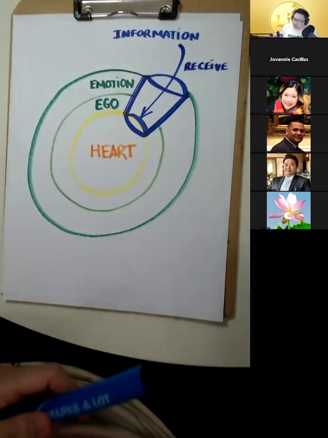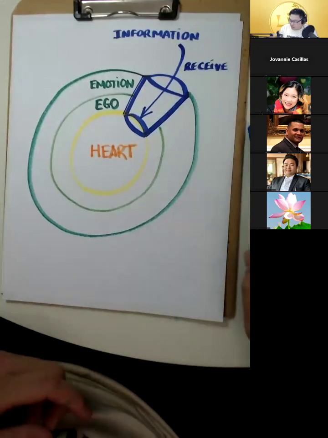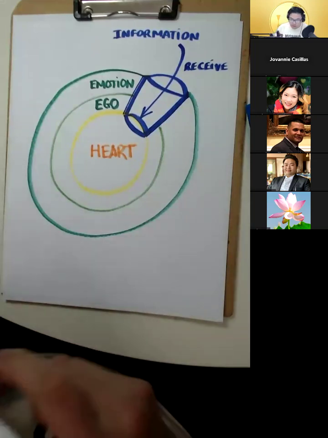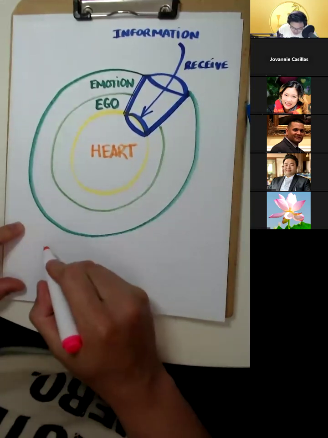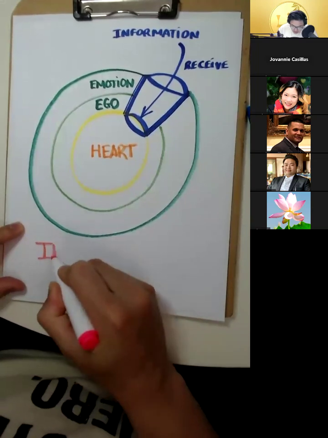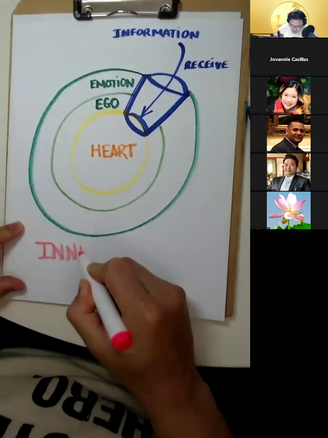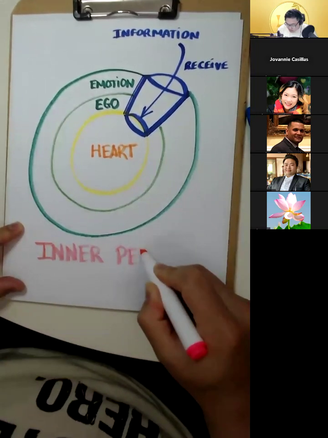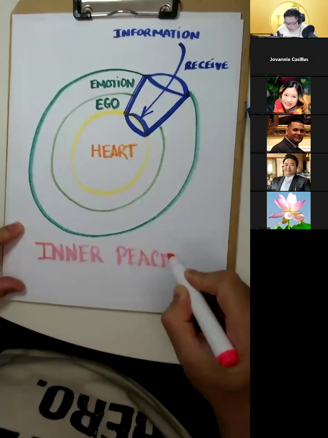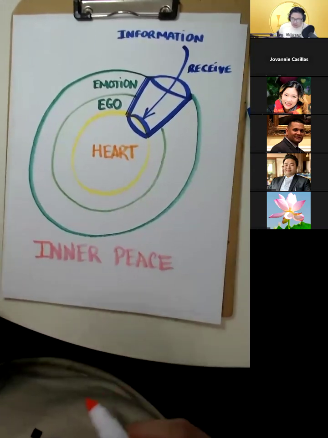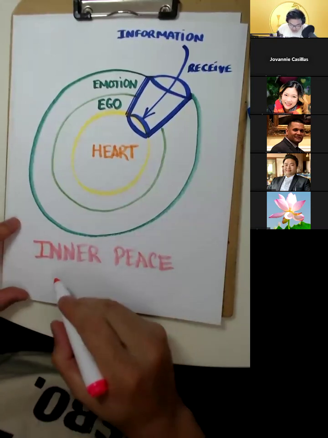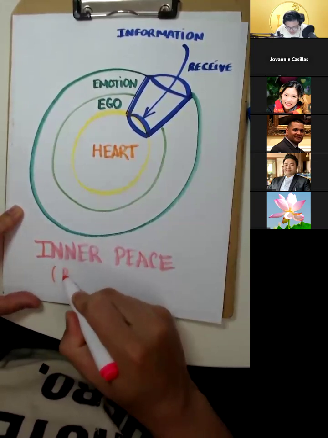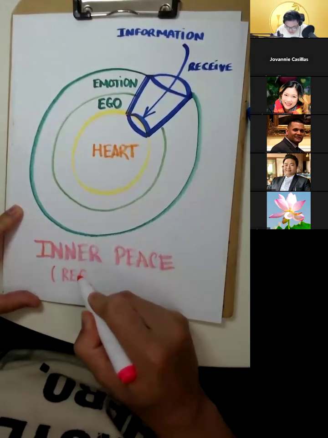And that is all inner peace is about. And let me go ahead and use the words inner peace. It is as simple as this. It's easy to say, but definitely a little bit harder to do. And I'm going to say receiving.